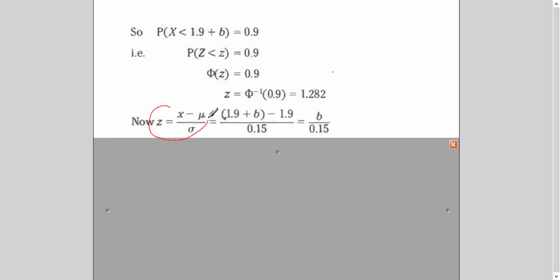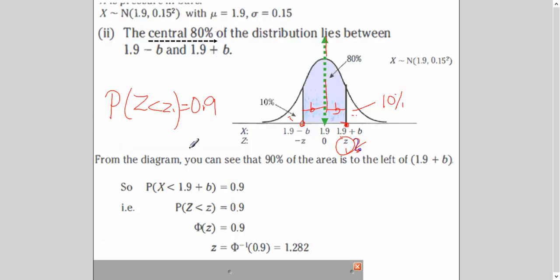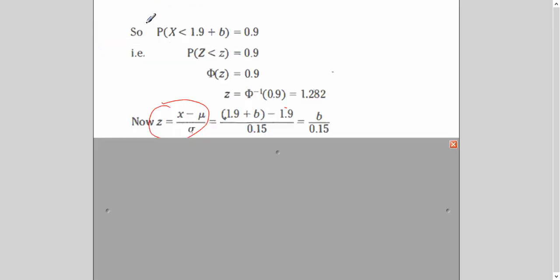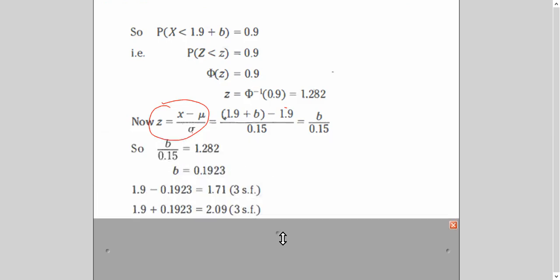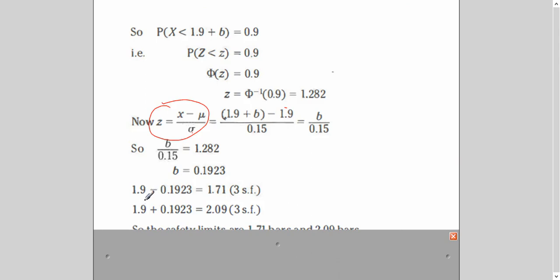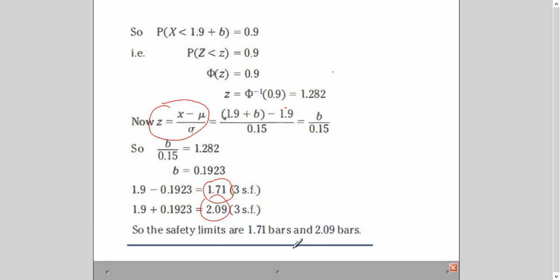So we are writing down the formula. The z value we know is 1.282. The x value is 1.9 plus b and 1.9 minus b. Mu is 1.9 and standard deviation is 0.15, which I have gotten from here, the distribution given to us, 1.9 and 0.15, right? So we will just plug in here and we get the value of b. That value of b I will subtract from 1.9 and I will add to 1.9. So this will give me the safety limits for the tire, and this is the pressure it should maintain.